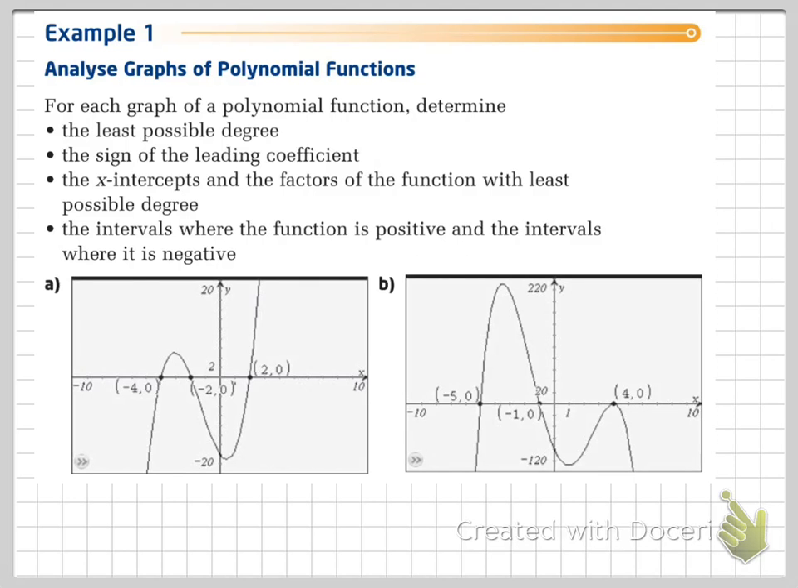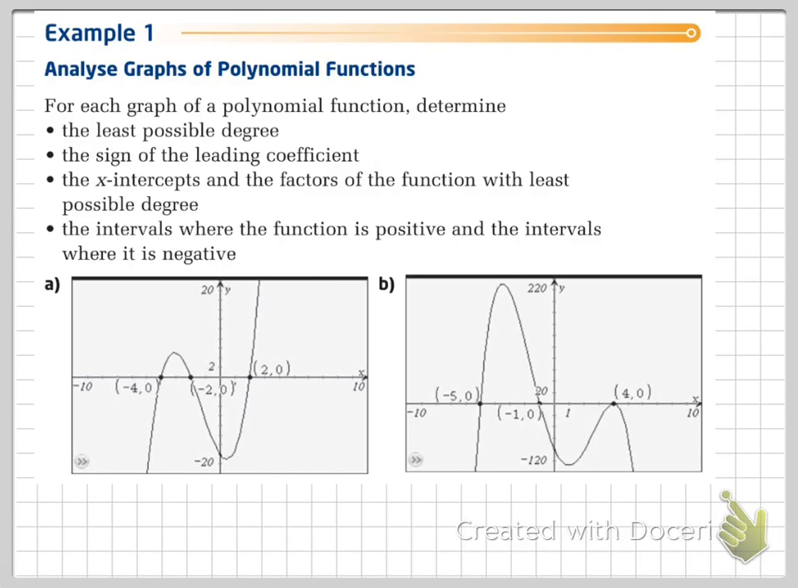In example 1, we're going to analyze these graphs of polynomial functions. For each graph, determine the least possible degree, the sign of the leading coefficient, the x-intercepts, and the factors of the functions with the least degree possible, and the intervals where the function is positive and the intervals where it's negative. So let's look at A.